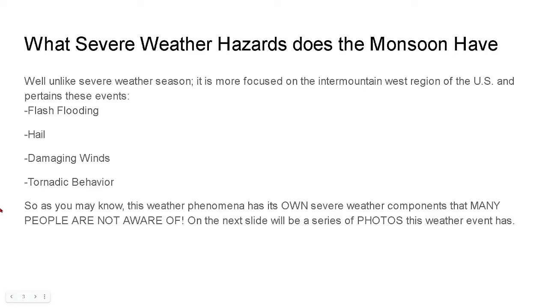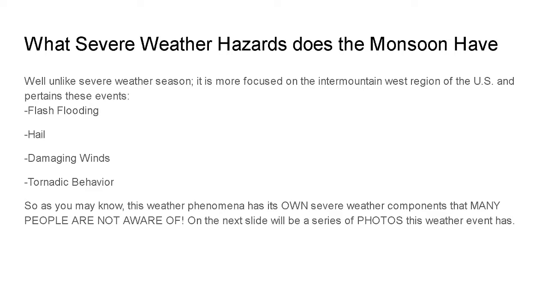What severe weather hazards does the monsoon have? Well, unlike its predecessor, severe weather season, it is more focused on the Intermountain West region of the United States and also pertains to other subtropical regions. Flash flooding, hail, damaging winds, and tornadic behavior.